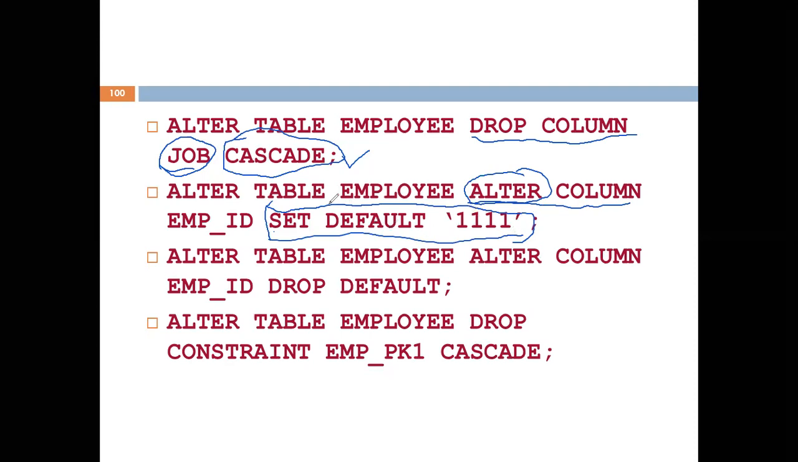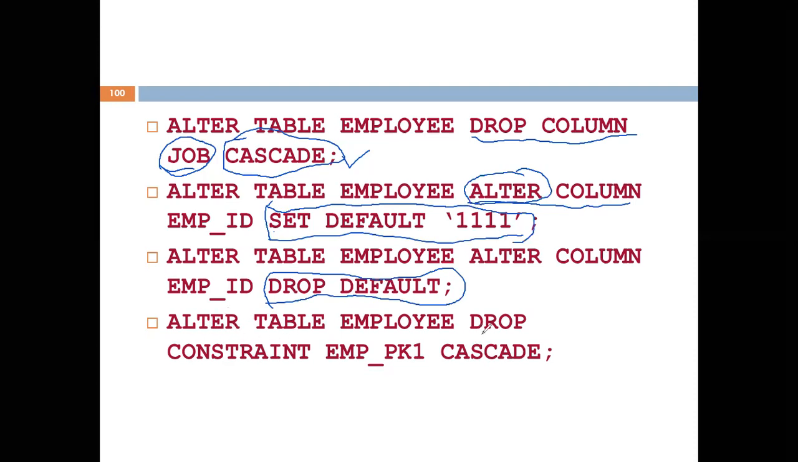Then if we want to drop the default on this particular attribute, then we can use alter table, table name, alter column, employee ID, then drop default. When drop default is used, then the default value will be dropped, which means no default value assignment will take place. Then if we want to drop a constraint itself, suppose I have declared a primary key on a table and I don't want it to be primary key anymore, then we can issue this particular command.